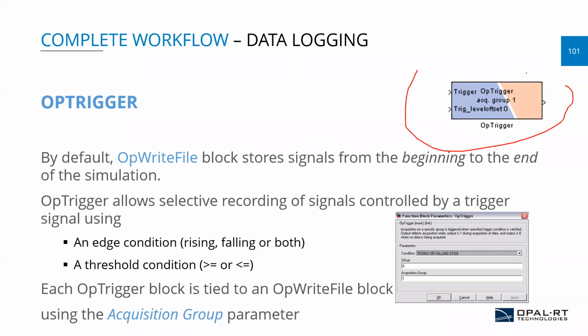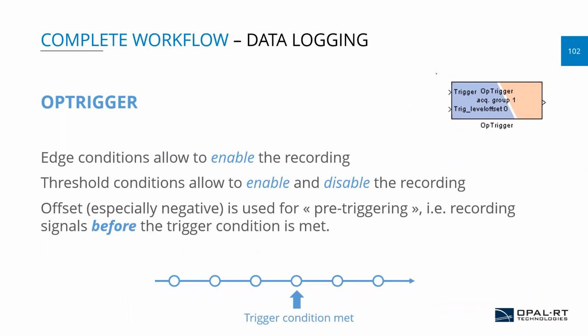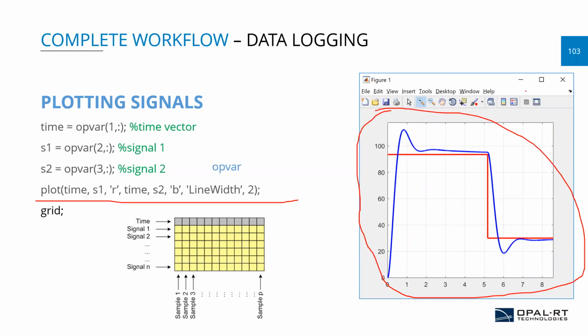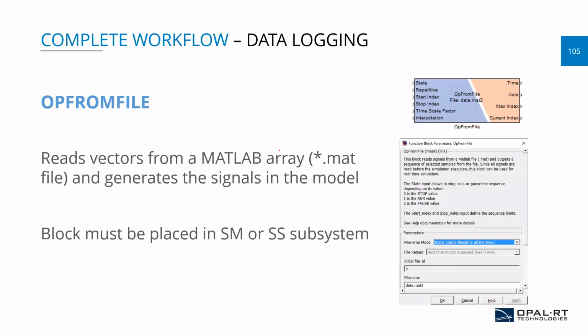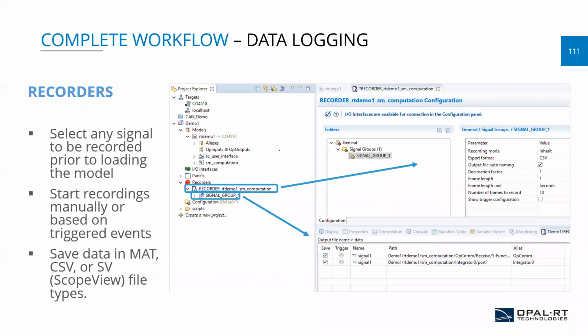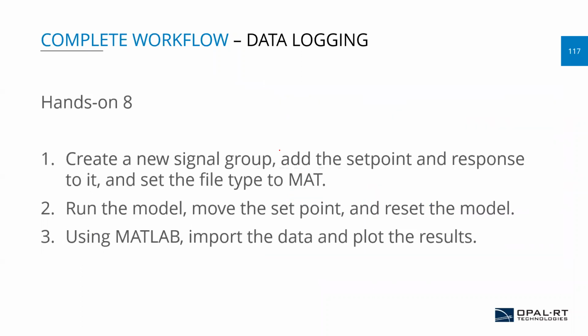Second is your OP trigger block. If you want to see your result up to 5 seconds, or up to 1 second, at that time you use this OP trigger block. After that you will plot like this, and you will get your real-time result in a MATLAB figure .fig file. This record.